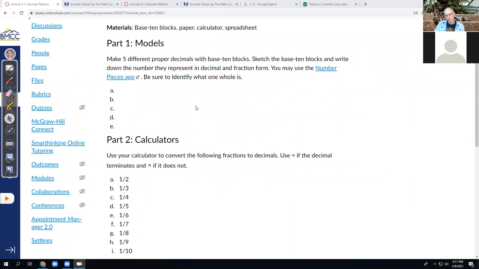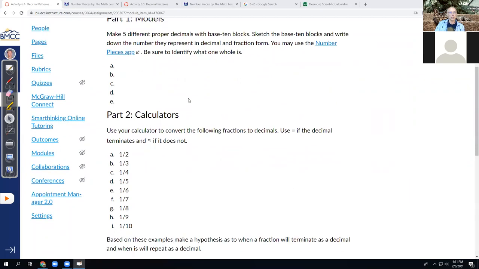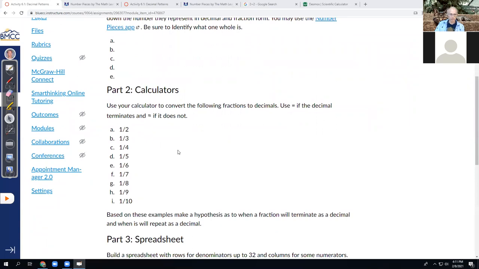So that's part one. That's pretty straightforward. I have no doubt you can do that part on your own. Next is the calculator part, and then we're going to jump into a spreadsheet part, and I'll show you why we're going to do the spreadsheet. On a calculator, just enter 1/2, what's the decimal? Enter 1/3, what's the decimal? Enter 1/4, what's the decimal?